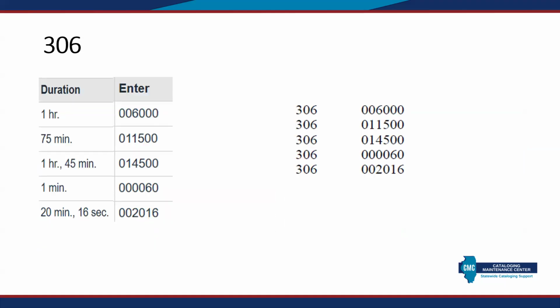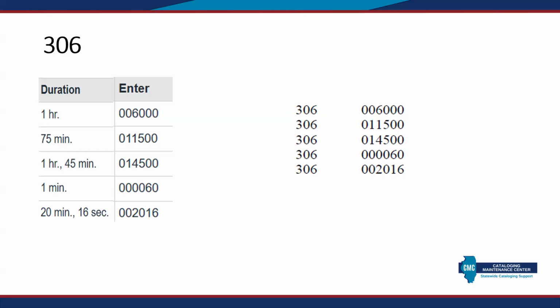So let's start with the 306. It's for recording the playing time of a streaming video, a sound recording, etc. We have no indicators to worry about with the 306. However, the time should be formatted in a 6-character format. The first 2 characters represent the hours, the next 2 the minutes, and the last 2 the seconds.